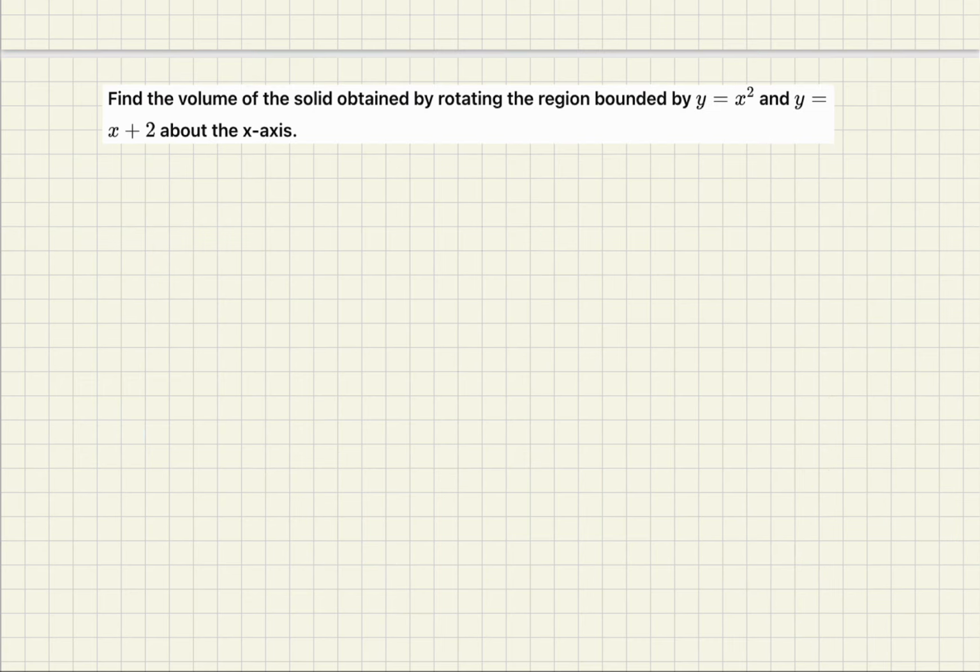We're asked to find the volume of the solid obtained by rotating the region bounded by y equals x squared and y equals x plus 2 about the x-axis. So in this case, we have y equals x squared and y equals x plus 2 as our two equations. And so the first step, drawing the graph. When we draw the graph, this is x squared, and x plus 2 would look something like this. And so the area between these two equations is this.